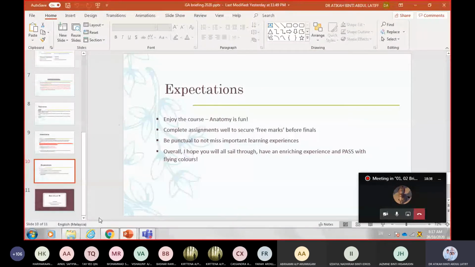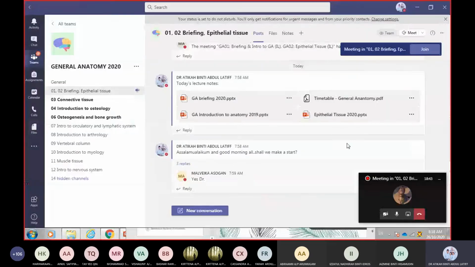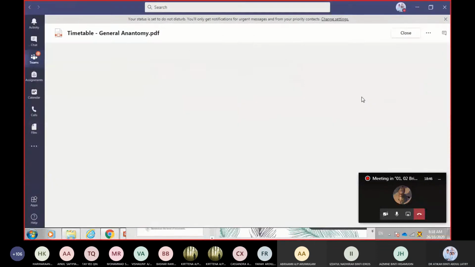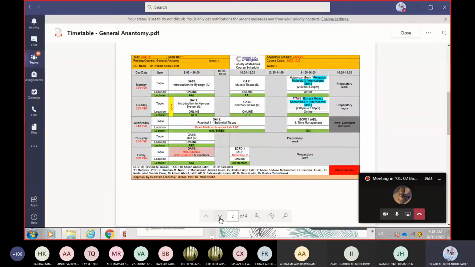Okay, so I'll just show you the timetable briefly. So this is your first week. We have briefing and intro, which is maybe just half an hour, and then we'll continue with epithelial tissue. Then Dr. Sarah will be giving on connective tissue. And then tomorrow we have intro to osteology and so on. Thursday is a free day for you, so you can have some rest then.